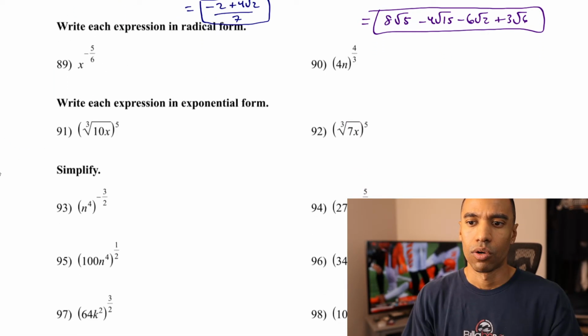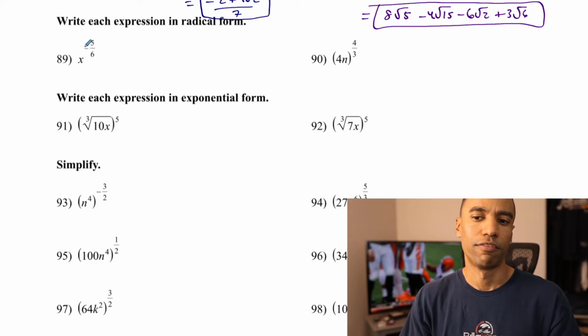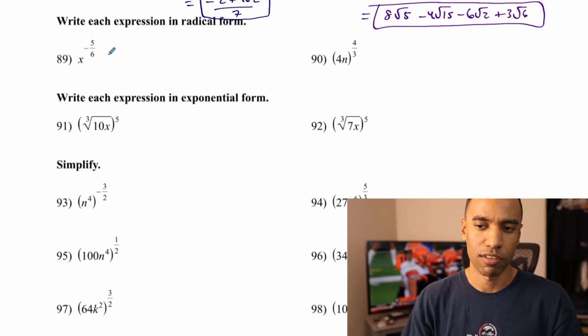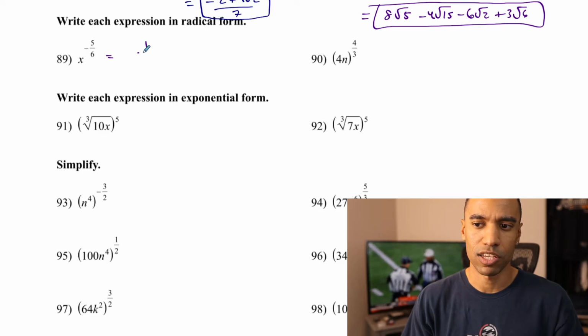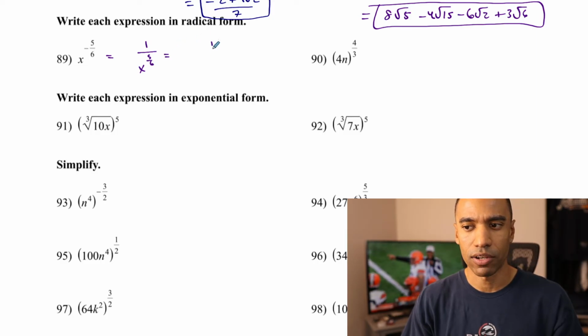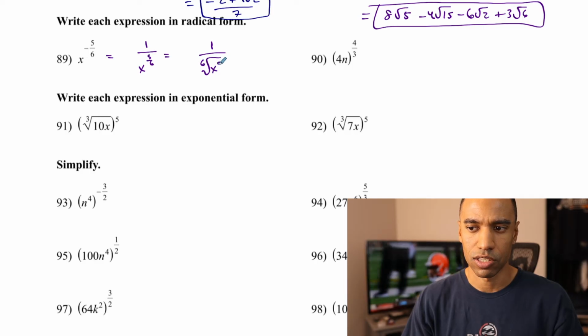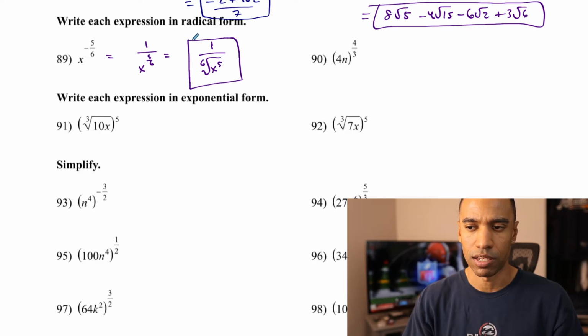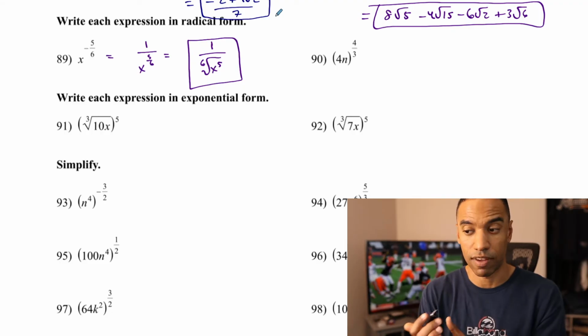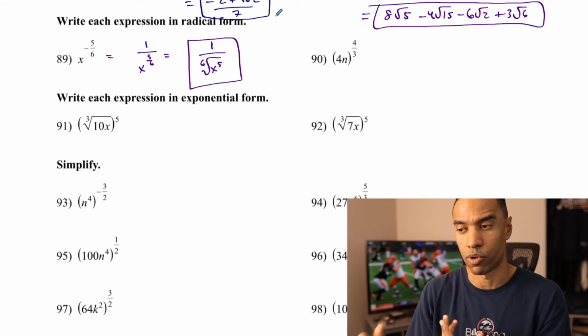All right. Write each expression in radical form. Now I have a negative exponent and to the 5/6 power. Let's deal with the negative exponent first. That becomes 1 over x to the 5/6 power. Radical form, the 6 becomes the radical. The 5 remains the exponent, so 6th root of x to the 5th like that, and that would be your result. You don't want the negative exponent anymore as well, and that's just a portion of it.